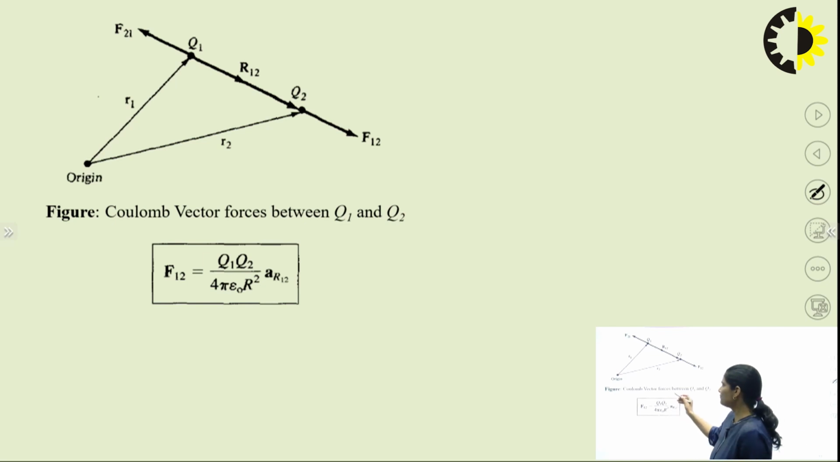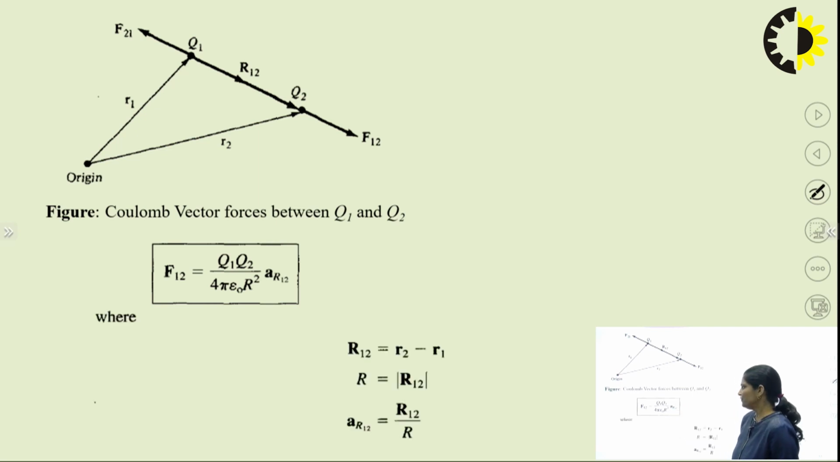So the Coulomb force vector between Q1 and Q2 is F12 = Q1 Q2 upon 4 pi epsilon naught R square, times the unit vector of R, where R12 is equal to R2 minus R1. Now R is equal to the magnitude of R12. Now the unit vector of R is equal to R12 upon R.